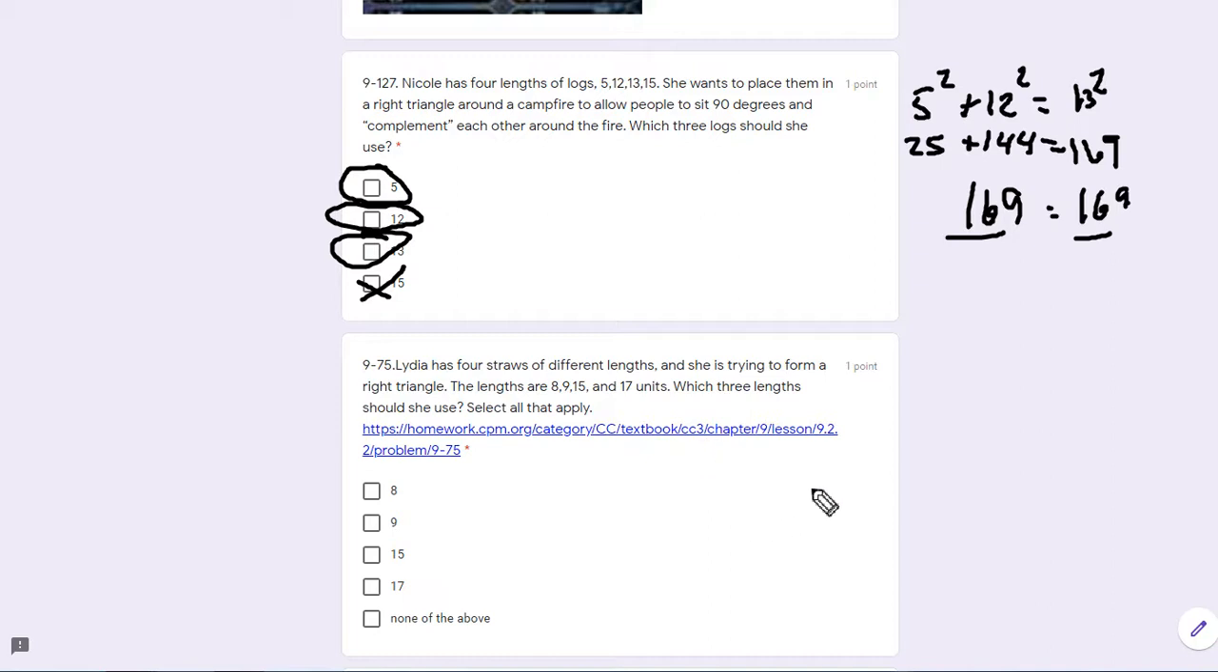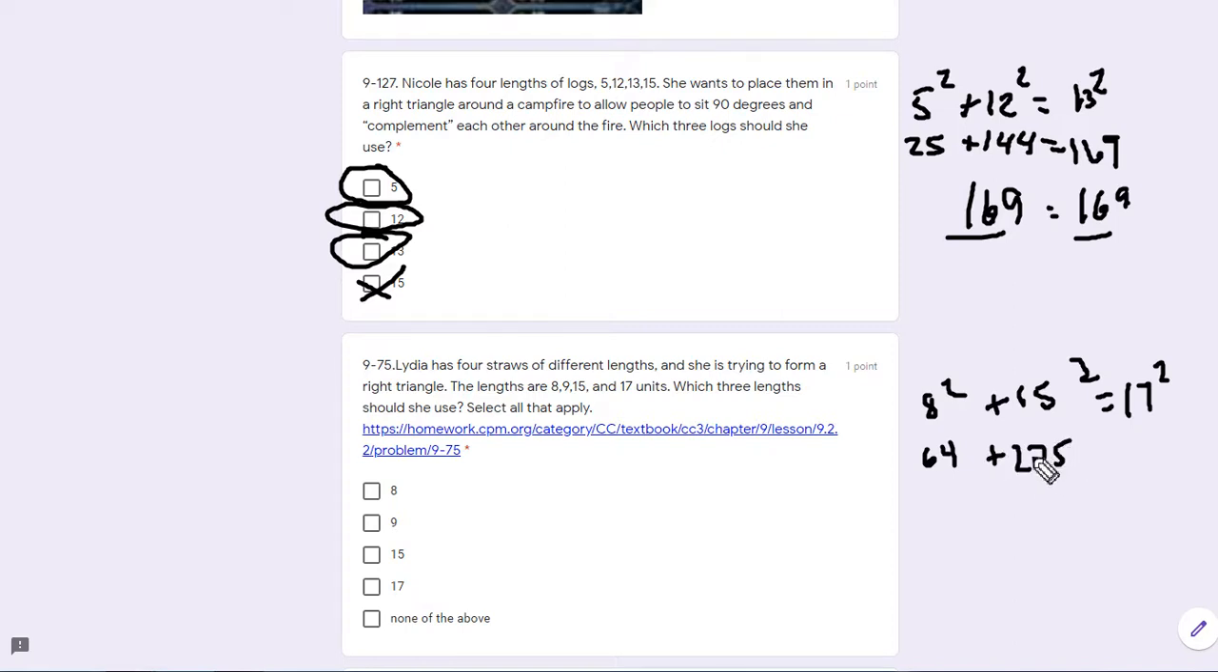The next one is very similar. Okay, so you want to go through it. You want to test it. Okay, let's test 8 squared. Let's take the 15 and let's take the 17, because once I picked the 15, I knew I had to have the hypotenuse of 17 because the largest side has to go in the hypotenuse. So 64. Okay.